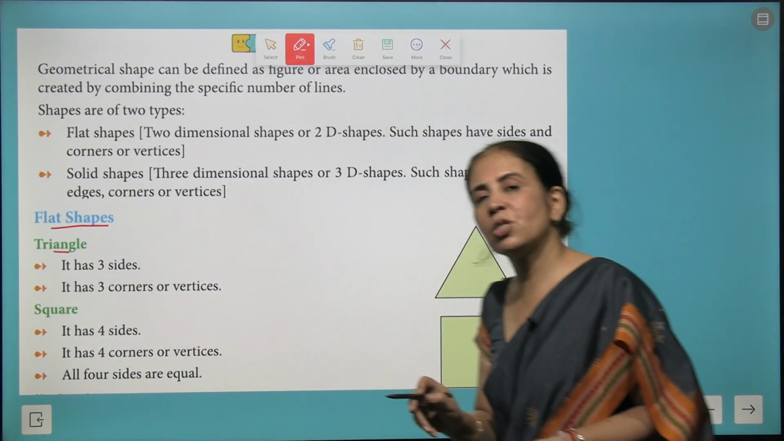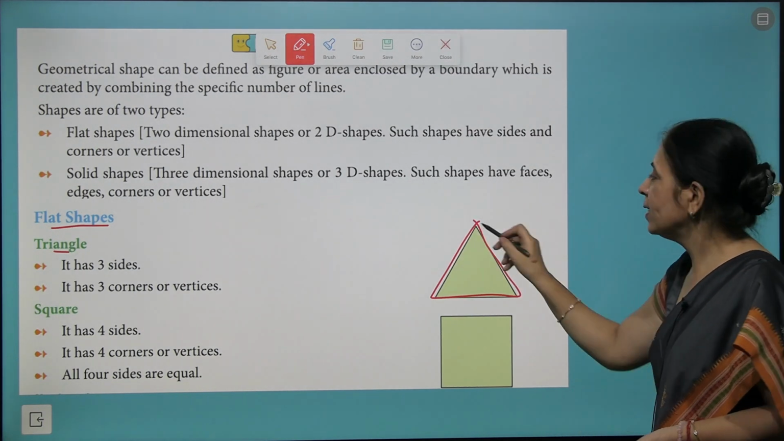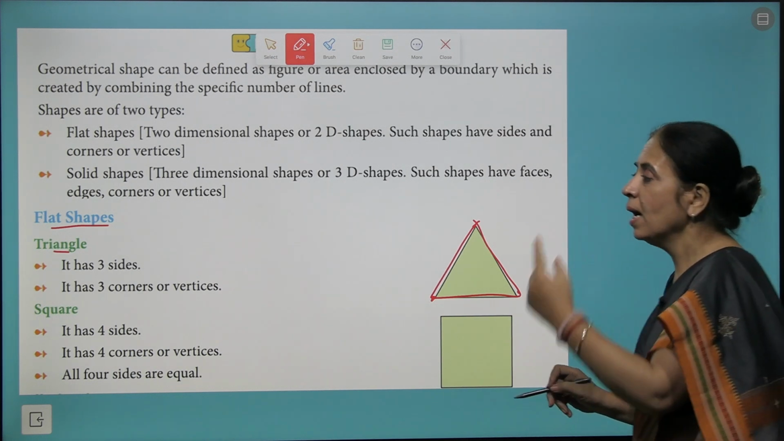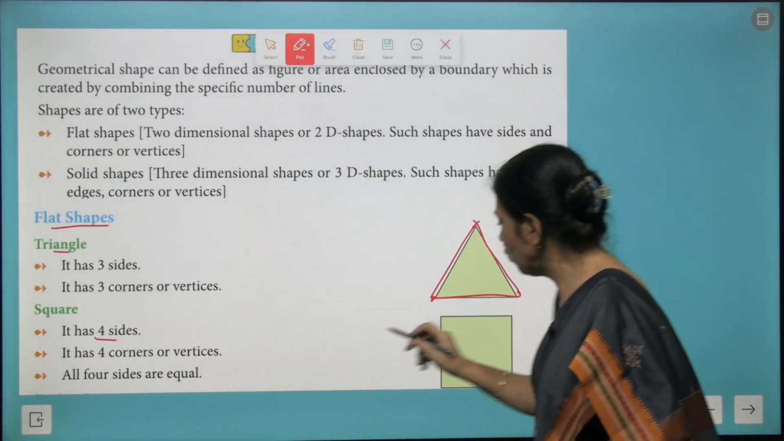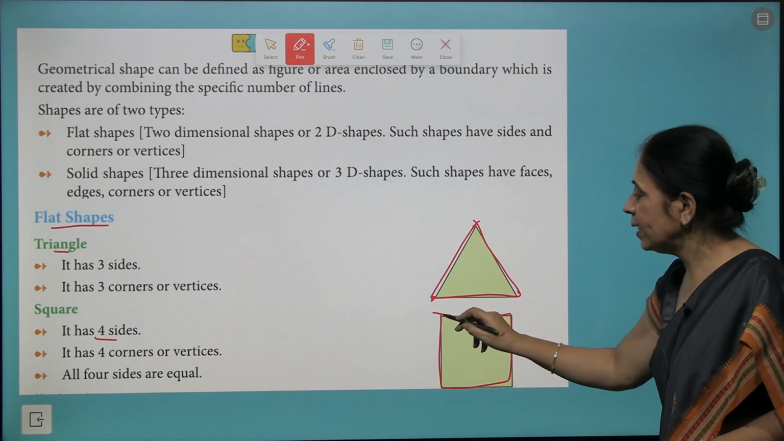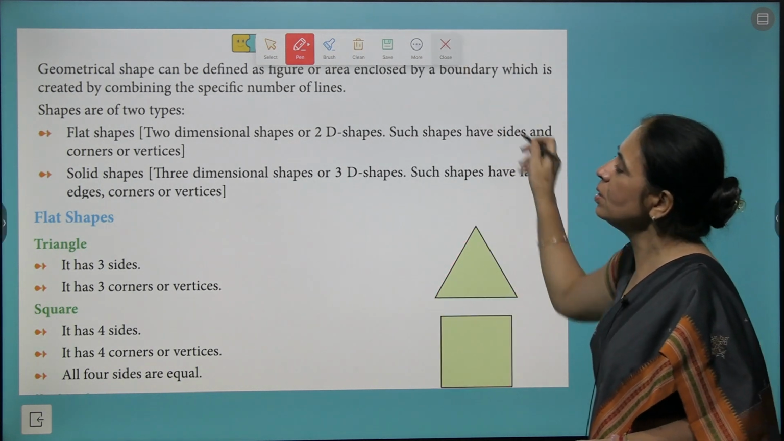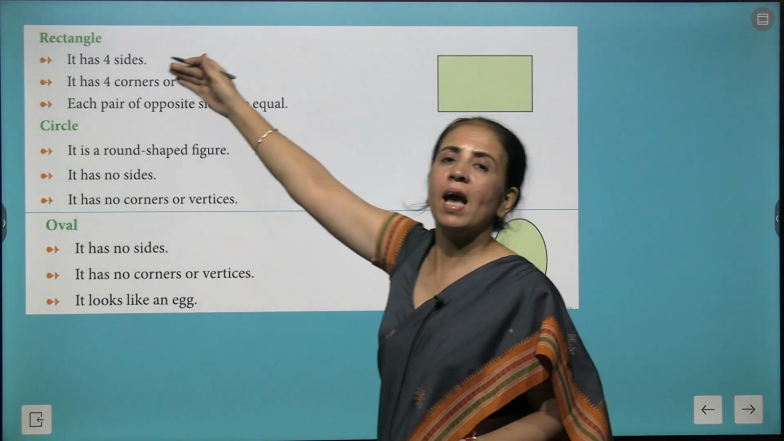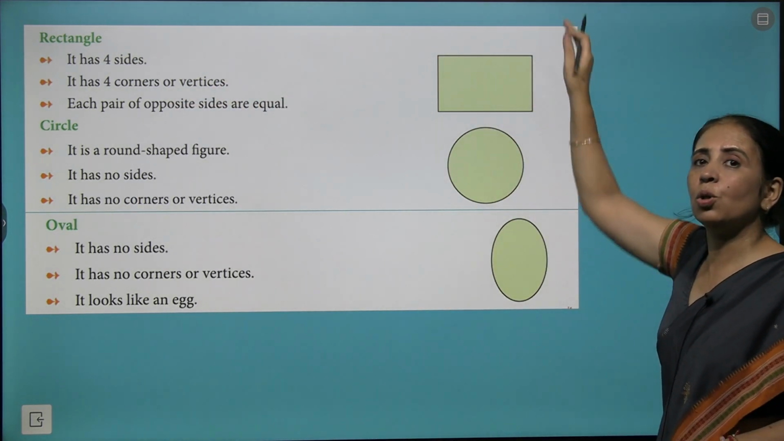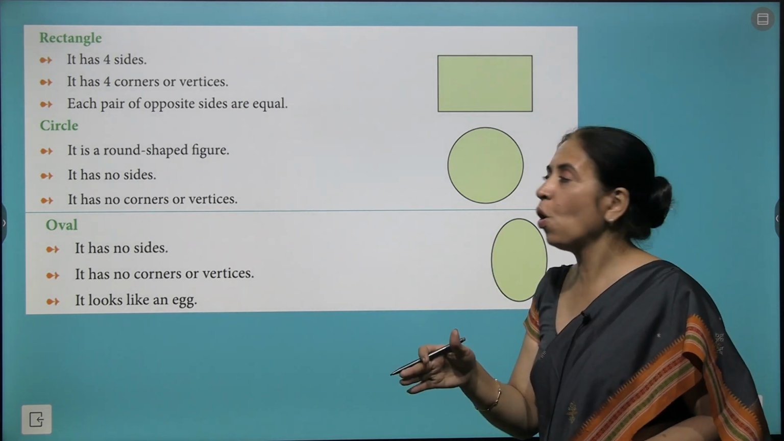Here we start with a triangle, and a triangle has 3 sides. We say it has 3 corners. We also call these corners vertices. Coming to square, it has 4 sides, right? And each side is equal. Then it has 4 vertices, or we also say they are corners of the square. Then we have rectangle. A rectangle also has 4 sides, but here the opposite sides are equal. It has 4 sides and 4 corners.